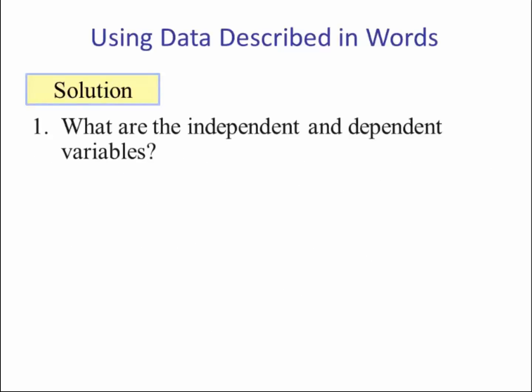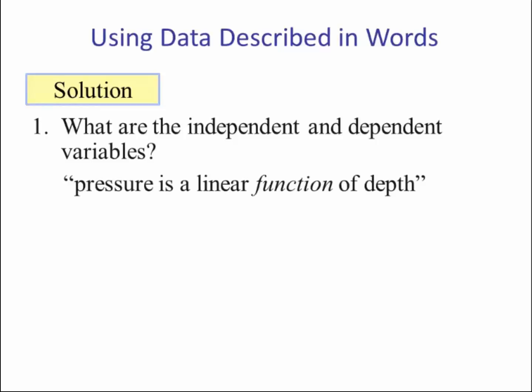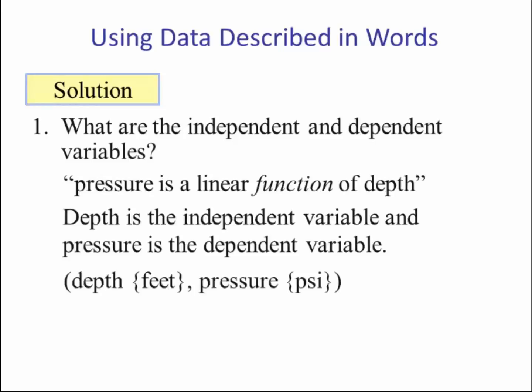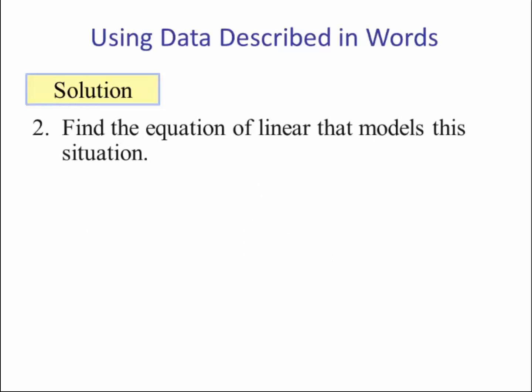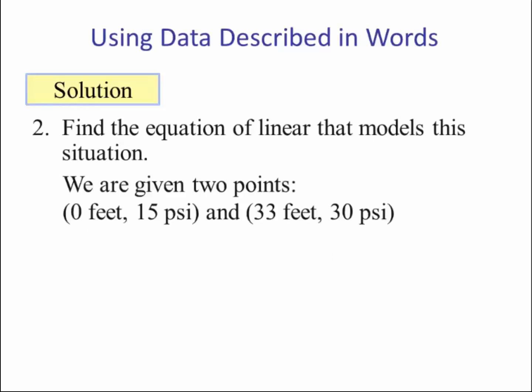Number 1. What are the independent and dependent variables? Pressure is a linear function of depth. That tells us depth is the independent variable and pressure is the dependent. If we write this as an ordered pair, depth, which is measured in feet, comma, pressure, which is measured in psi. Number 2, we are given 2 points, 0 feet, 15 psi, and 33 feet, 30 psi.